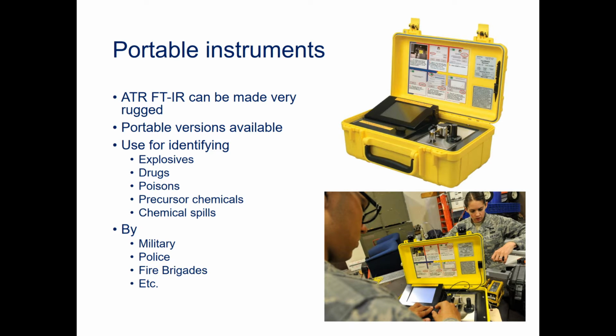The ATR FTIR can be made very rugged. Portable versions are now available. These can be used for identifying such things as explosives, drugs, poisons, precursor chemicals, chemical spills, and they can be used by the military, police, fire brigades, etc.